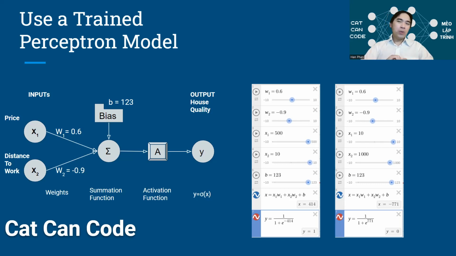So now you understand how a single perceptron model works. It's going to be very similar for a full neural network with multiple perceptrons or even multiple layers. But how can I come up with these numbers for the model? How can I train the model?